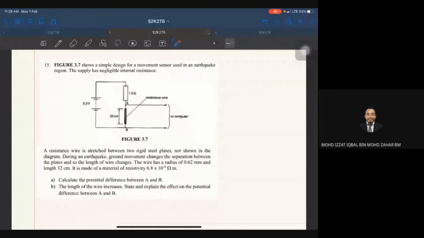Okay, it says this resistor wire is stretched between two rigid steel plates. Okay, that plate is not shown in the diagram. During an earthquake, ground movement changes the separation between the plates. So the separation changes, and so the length of the wire changes. The wire has a radius of 0.62 millimeter and length of 32 centimeter. It's made of material of resistivity 6.8, and so on. Okay. Try to take out the information first. It says for the wire AB, the radius is equal to 0.62 mm.